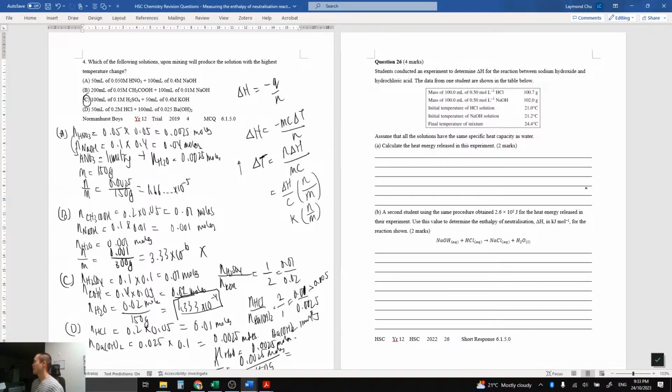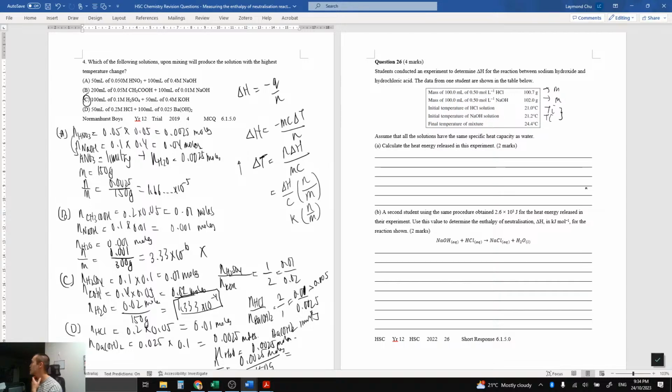Okay, question 26 from 2022. A student conducted an experiment to determine the delta H of reaction between sodium hydroxide and hydrochloric acid. The data from one student are shown in the table below. Great. Okay, so these are masses, no need to use density. We've got initial temperatures.